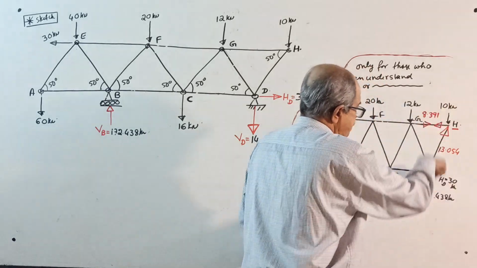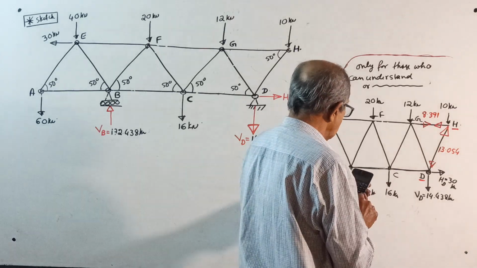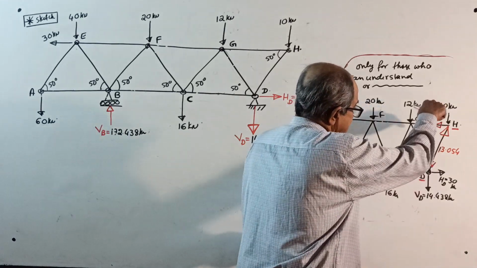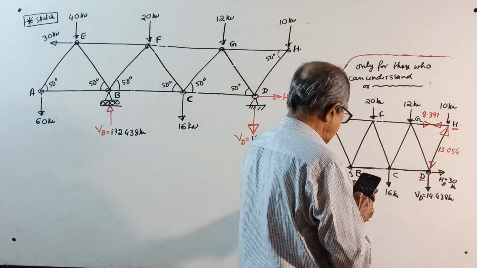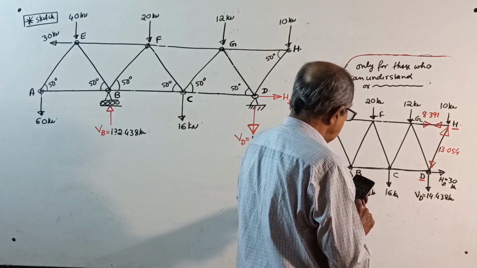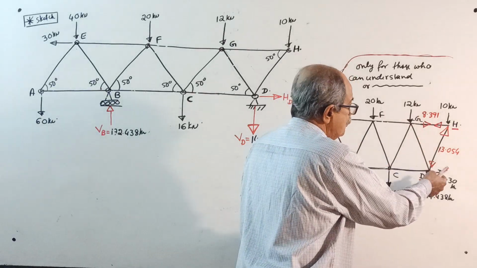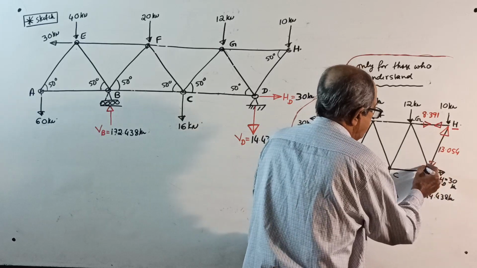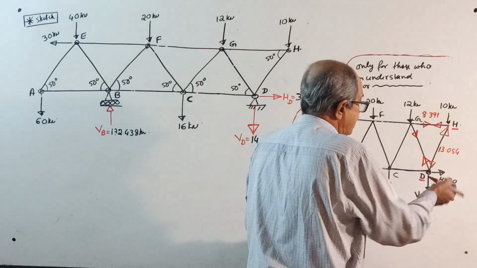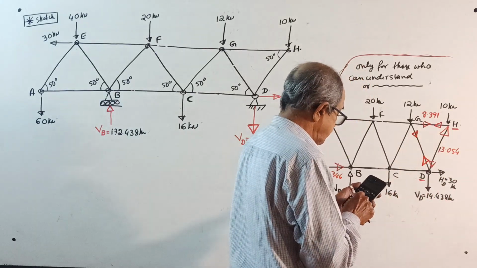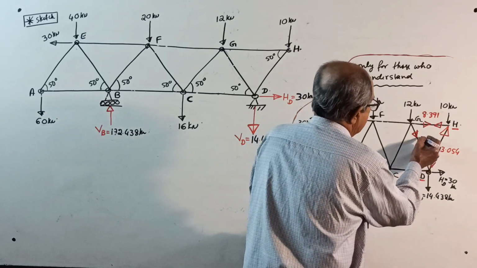13.054 into sine 50 is the vertical component. That vertical component is down, and this is further down, another 14.438. Total net downward force is 24.439. This vertical component should be equal to that one. If it is down, this should be up. So divide that component by sin 50: 31.901.